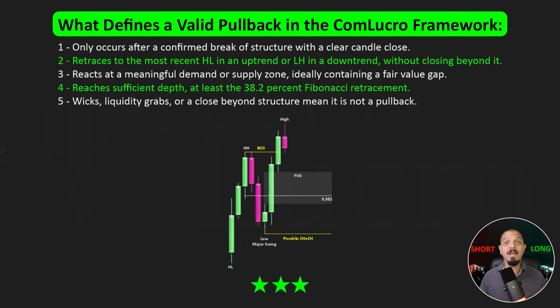Third, the pullback reacts at a meaningful location, usually a demand or supply zone that originated the impulse, ideally one that includes a fair value gap. Fourth, the retracement must have enough depth. It needs to reach at least the 38.2% Fibonacci retracement of the prior impulse.